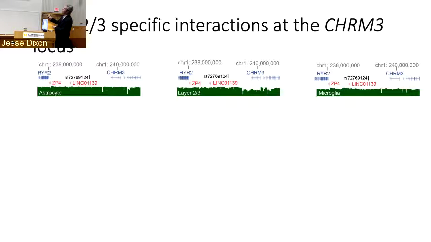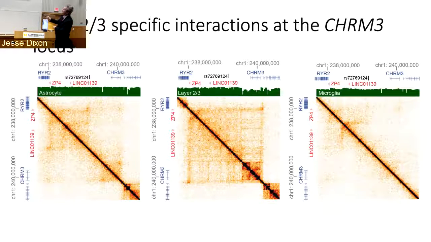What's interesting is that by comparing it with the DNA methylation, and it doesn't show up well here, this is specifically in a hypomethylated intergenic region in layer 2-3 excitatory neurons, whereas it's not in, say, microglia or astrocytes. And if we look at the Hi-C data, the Hi-C data in layer 2-3 neurons shows very specific long-range contacts with this CHRM3 gene that are basically absent in, say, astrocytes or microglia. So from this we can begin to infer that this SNP is probably relevant in layer 2-3 excitatory neurons, and we think it is likely regulating this CHRM3 gene.